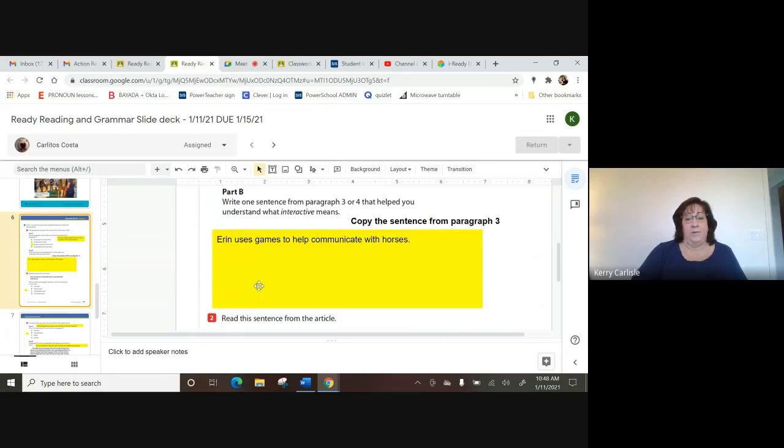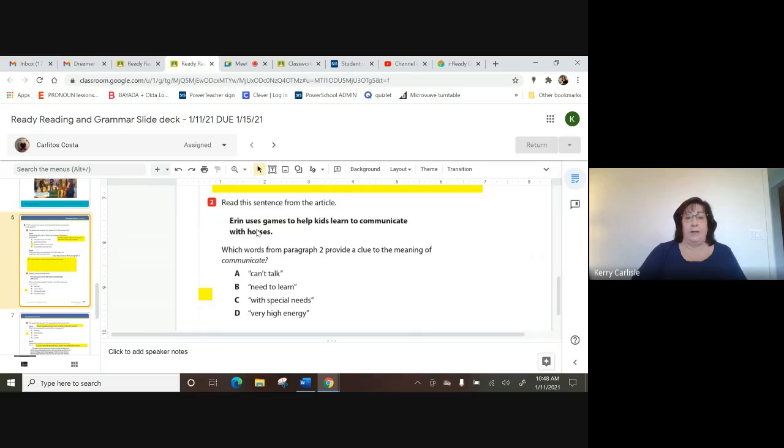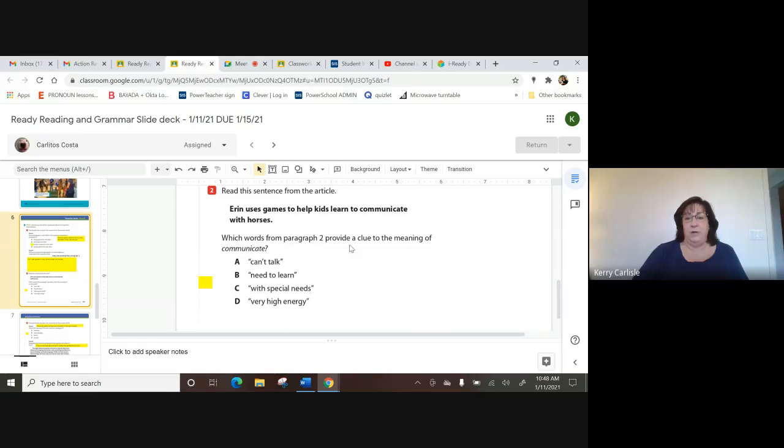Okay, and then the final one here, read this sentence from the article. Aaron uses games to help kids learn to communicate with horses. Wait a minute, I just did that. I should have just copied this, huh? Which words from paragraph 2 provide a clue to the meaning of communicate? Can't talk, need to learn, with special needs, or very high energy.